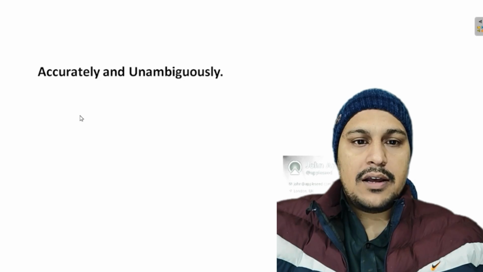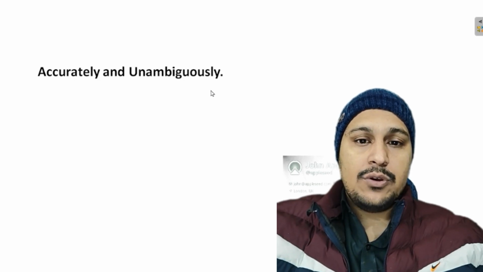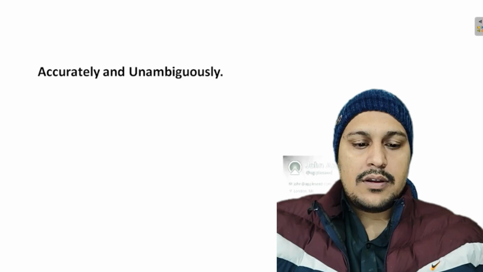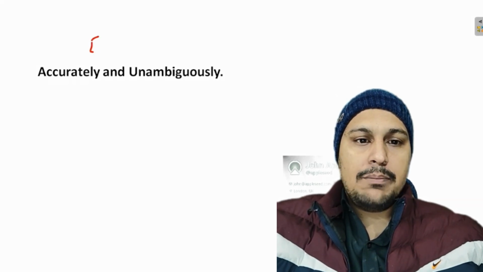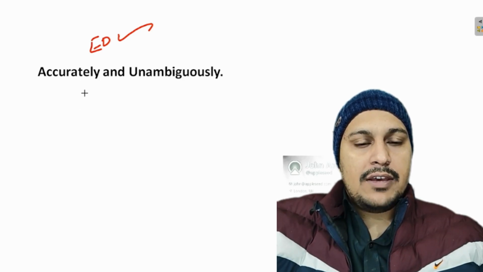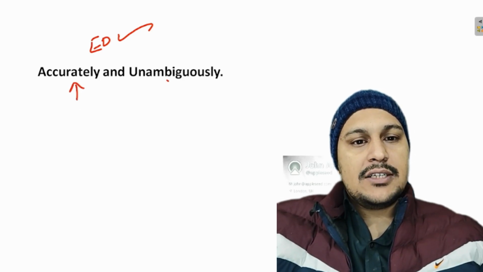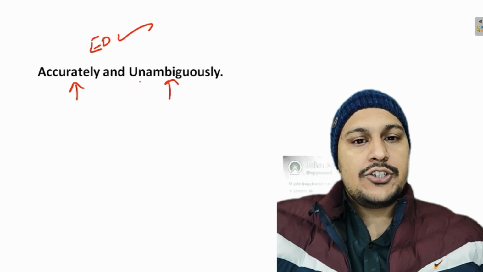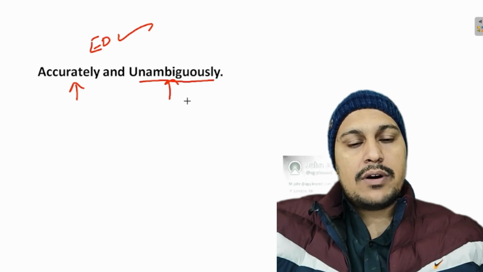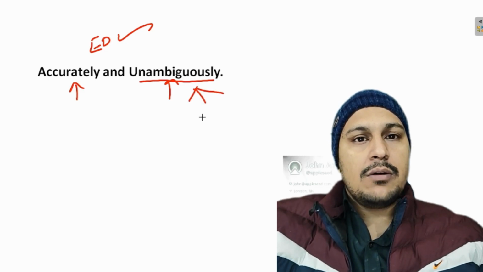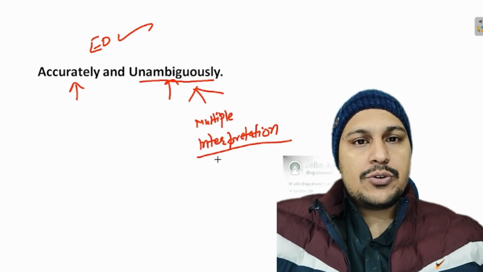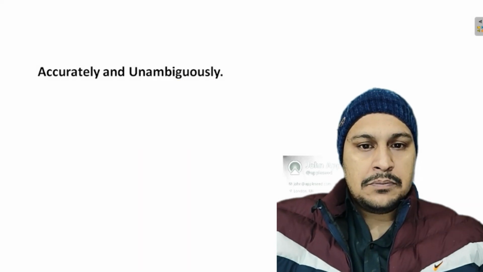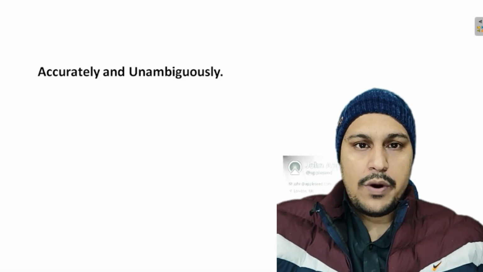So the words accurately and unambiguously I have used earlier. An engineering drawing is a technical language used to communicate a part directly, accurately and unambiguously. What does that mean? The information contained in the drawing should be accurate and it should be unambiguous. And what is the meaning of this word? The meaning is simple. There should not be multiple interpretations.